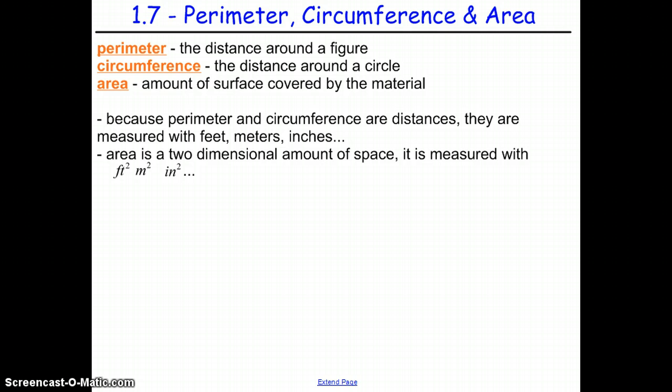So, units of measurement. When we're talking about perimeter or circumference, they're units of length. It's how far something is: feet, yards, miles, meters, whatever. But when we're talking about area, because it is a two-dimensional thing, you have feet times feet. So it'd be feet squared for your area, or meters times meters, so it'd be meters squared. Those are the proper units when we're talking about these things.